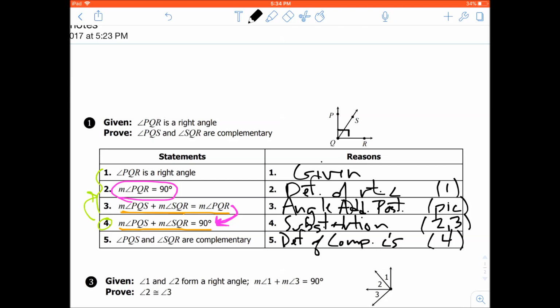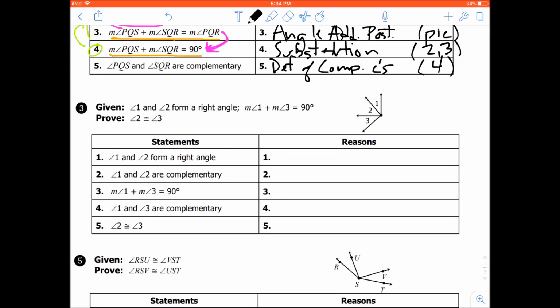So number 3 says, first of all, angle 1 and angle 2 form a right angle. I'm going to add that to my picture. So right angle with 1 and 2. And it says angle 1 plus angle 3 equals 90. Okay, and then it wants us to figure out that 2 has to be equal to 3.